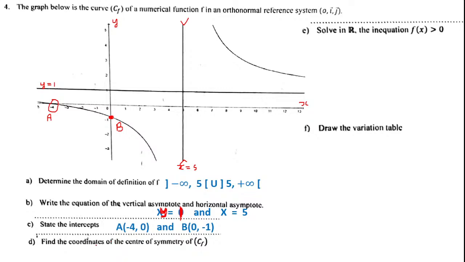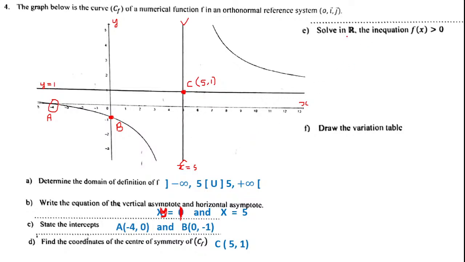And D, find the coordinates of the center of symmetry. So for this curve, the center of symmetry should occur where these two lines intersect. This is the center of symmetry, right? And this center of symmetry is given by the vertical asymptote 5 and the horizontal asymptote 1. So this is the center of symmetry for this curve.